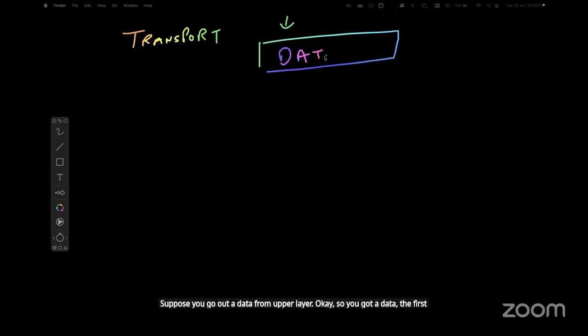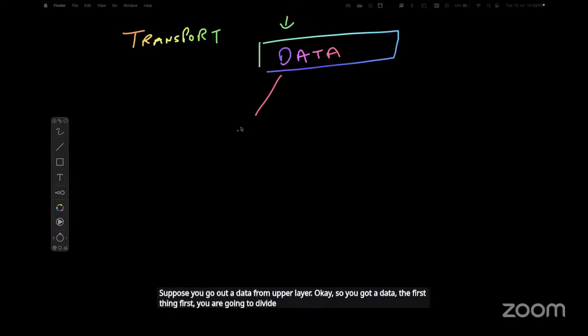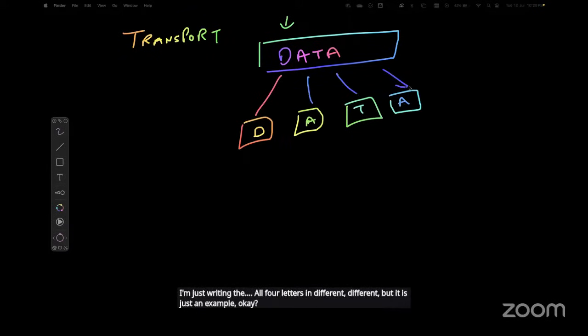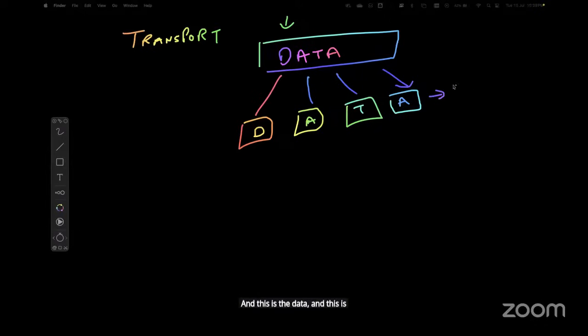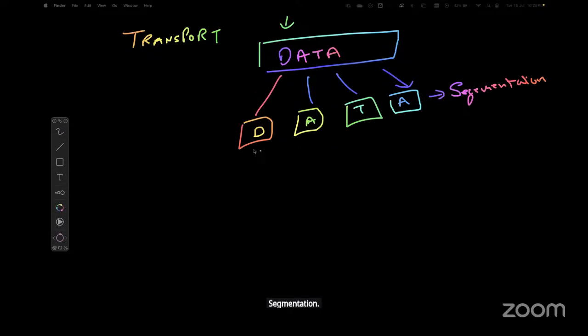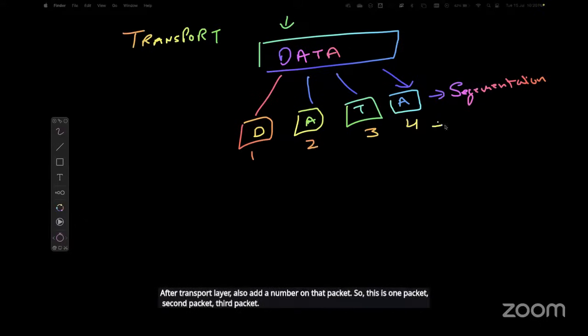The first thing you are going to do is divide this data into multiple parts. I'm just writing all four letters in different boxes, but it is just an example, okay? This is the data, and it is divided into multiple parts, called segmentation. After segmentation, the transport layer also adds a number on each packet. So this is one packet, second packet, third packet. This is called sequencing.